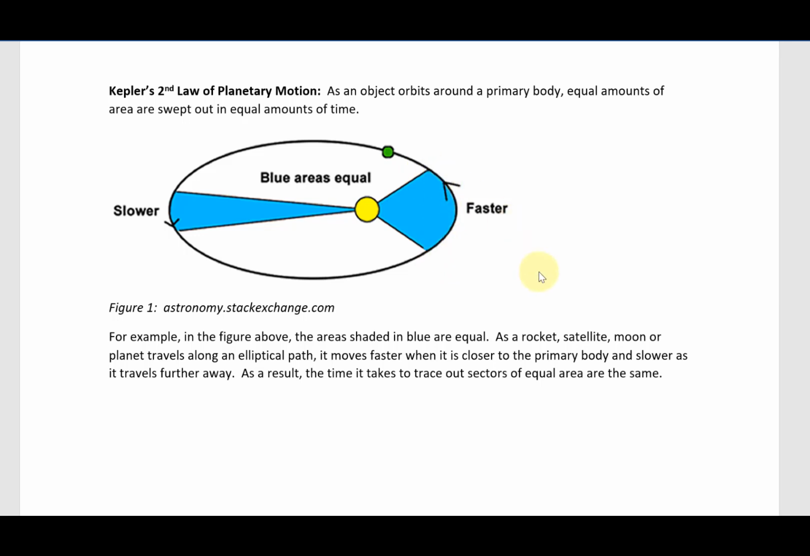That is, as a rocket, satellite, moon, or planet travels along an elliptical path, it does move faster when it's closer to the primary body and slower as it travels further away, and as a result, the time it takes to trace out sectors of equal area are the same. It's traveling faster from this point here to there, and so this amount of time that it takes to trace out this sector of area, it's the same. Even though it's moving slower here, this amount of area would equal that amount of area.